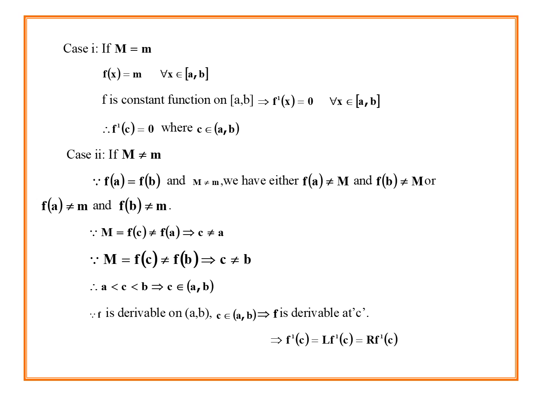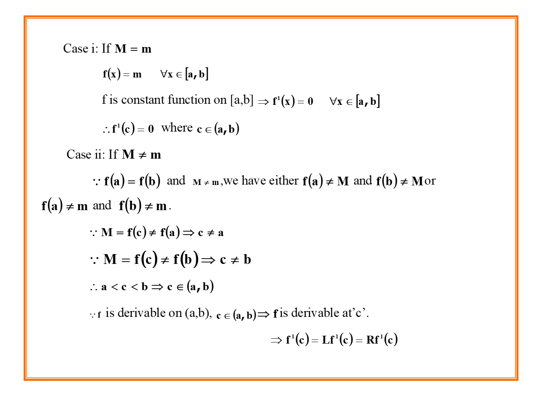That is case 1. What is case 2? If capital M is not equal to small m, which means supremum is not equal to infimum. Therefore, f(a) is equal to f(b) and supremum is not equal to infimum, capital M is not equal to small m. We have either f(a) is not equal to capital M, in the sense supremum, and f(b) is not equal to capital M, or f(a) is not equal to small m and f(b) is not equal to small m, small m in the sense infimum.